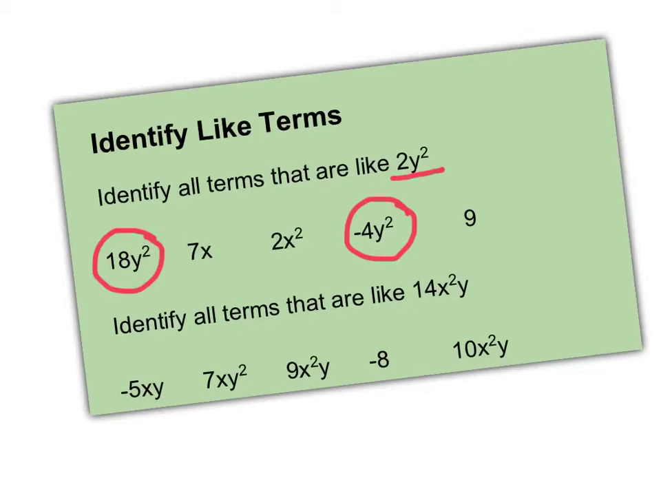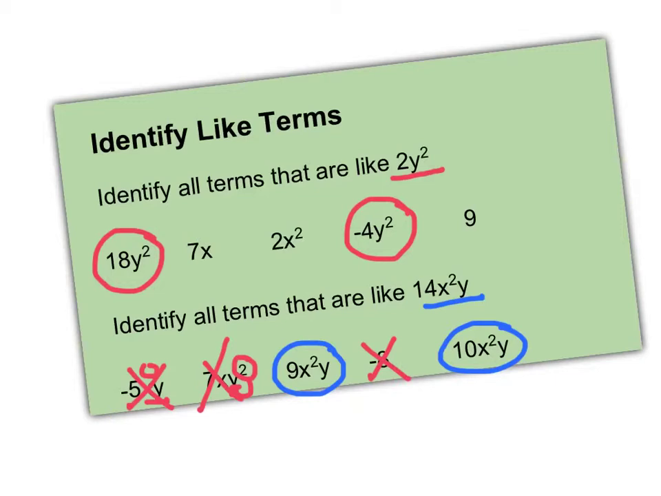Try the second one. Identify all terms that are like 14x squared y. The answers are 9x squared y and 10x squared y. Again, all three of them have an x squared and a y. The first one doesn't work because it has just xy, but there's no exponent with the x. The second one doesn't work because the squared is with the y and not the x. And negative 8 is a constant, so that doesn't work either.